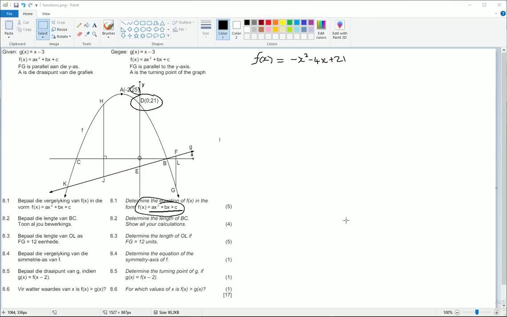Right, we are doing 8.2. Now we need to find the length of BC. C is there, B is there. So BC is the length between our two x-intercepts. Here's an x-intercept, which is C. Here's the x-intercept, which is B. BC is the length between the two. Right, so in order to find the length of that, we need to find the two x-intercepts.